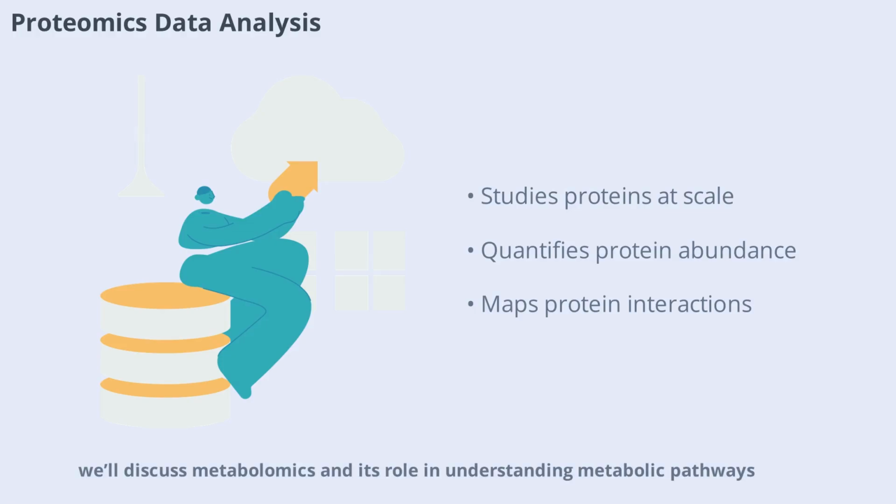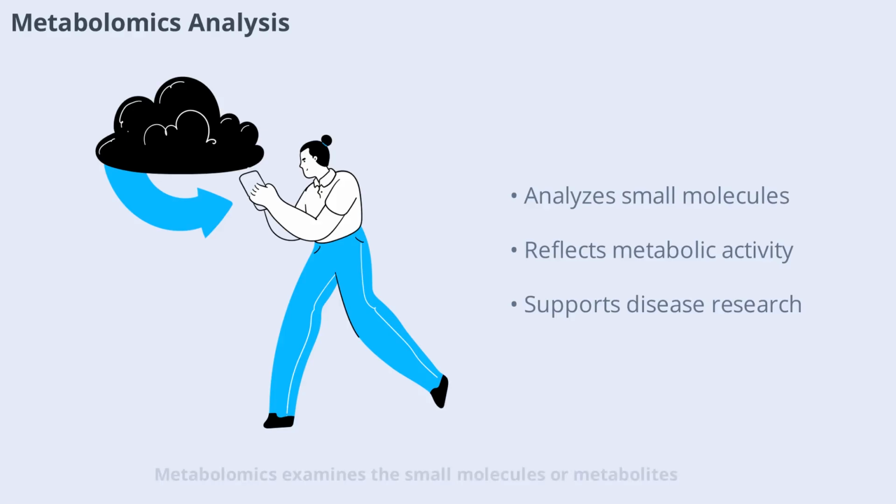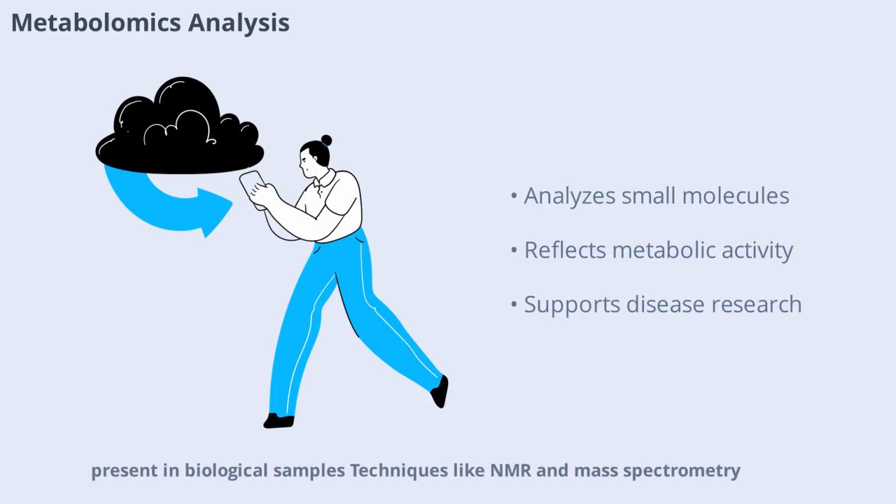Next, we'll discuss metabolomics and its role in understanding metabolic pathways. Metabolomics examines the small molecules, or metabolites, present in biological samples. Techniques like NMR and mass spectrometry generate rich datasets that reflect metabolic activity. Analyzing metabolomics data helps researchers understand cellular processes, disease states, and responses to treatments. Statistical and machine learning methods are often used to interpret complex metabolomics profiles.